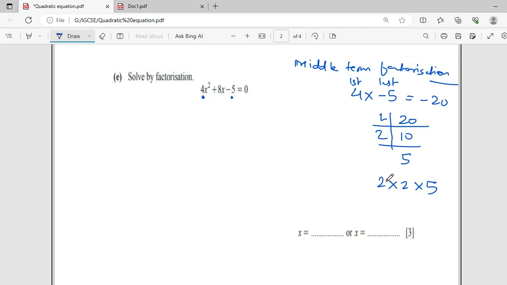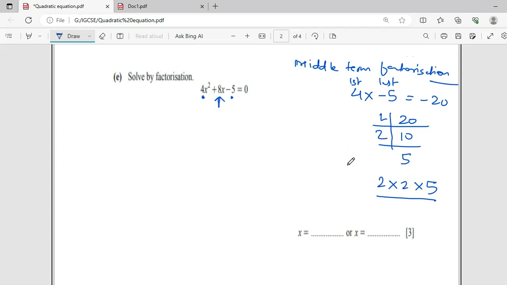Okay, now we have to add or subtract. Like if we have this value, now we have to add or subtract, we have to do something in order to get the middle term. Okay, so the middle term is 8. And we have to check which numbers we can take and group in order to get the 8.